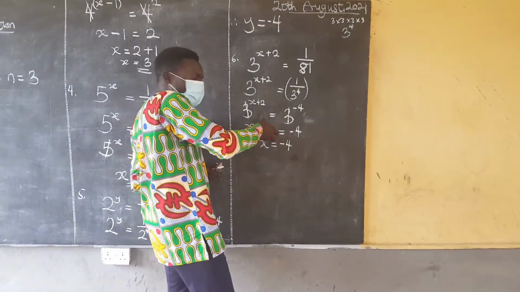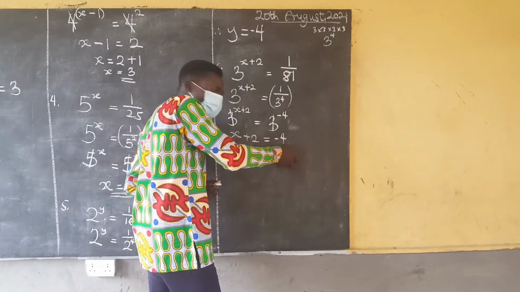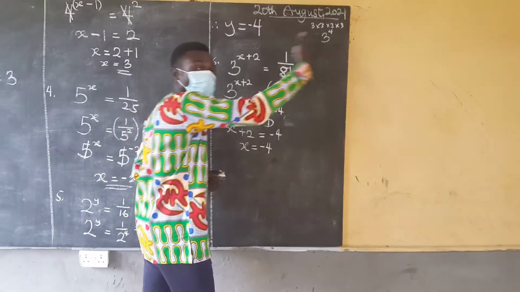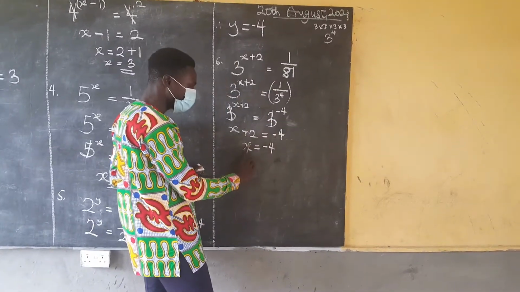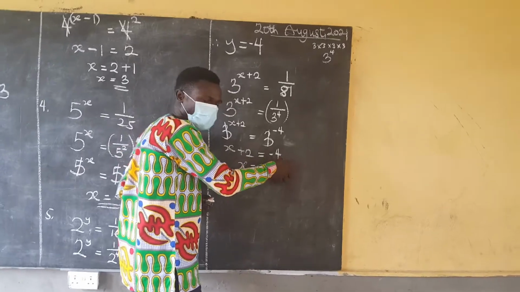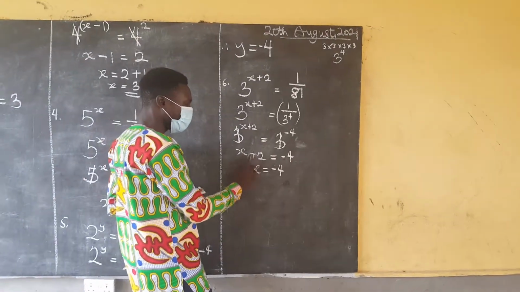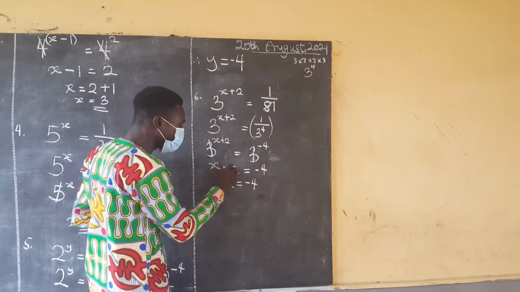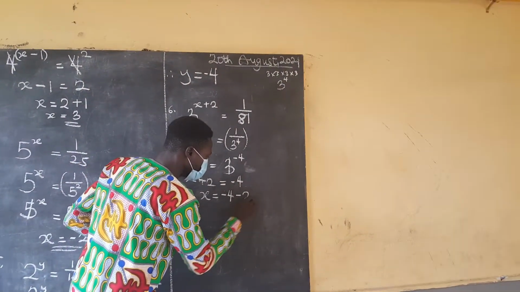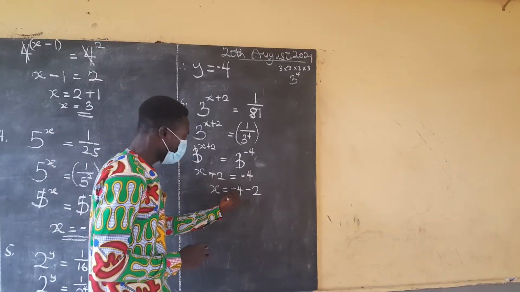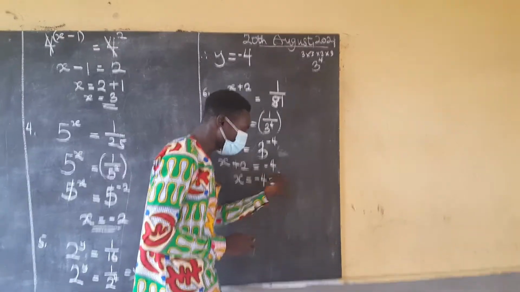Then I will lift the plus 2 to join the 4 at this side, because I want to get x is equal to. So now that I have x is equal to, I'll lift the plus 2 to this side. But because the plus is crossing the equal to sign, the plus will change to negative. Then I'll maintain my 2, giving me negative 2. So now I have negative 4, negative 2.